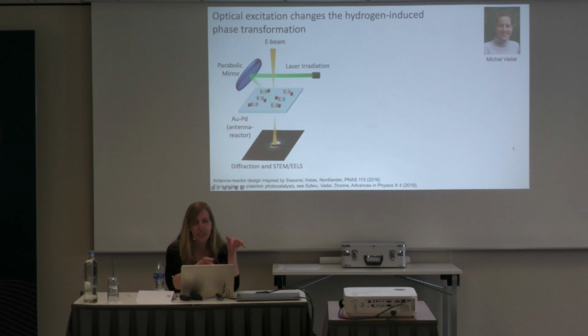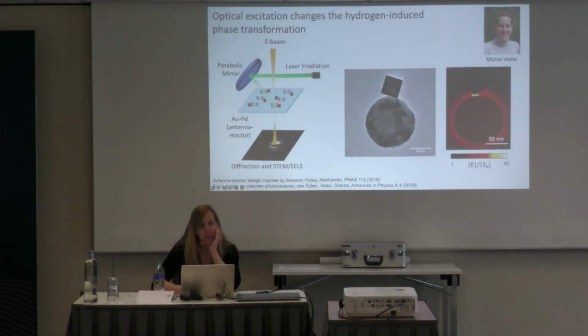And we'll start off with the antenna reactor system. We know that light is going to move the system out of equilibrium. In this case, what we did is focus on palladium nanoparticles that are the catalyst, and then we have these gold disks that serve as the antenna to absorb light. We lithographically patterned the gold disks, and then we had colloidally synthesized palladium nanocubes that we just sprinkled on top.